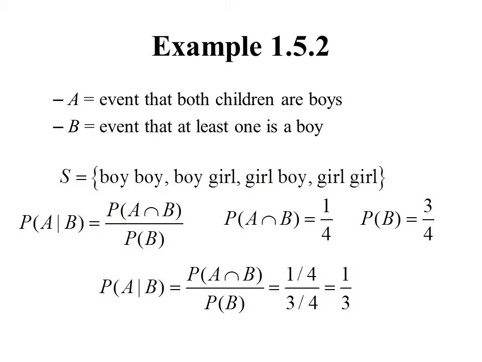Okay. So what this means in a practical sense is that if we meet a family with 2 children and we know that at least one of them is a boy, there's a 1/3 chance, or a 1 in 3 chance, that the other child is also a boy.